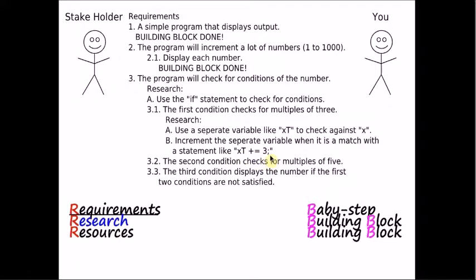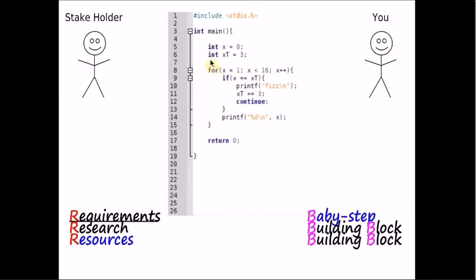So let's try that. So now I bring that resource into my code, and I do my conditional statement here, if x equals xT, only this time I'm going to printf fizz instead of the number, and I want it to be on a new line, and then I have to increment that xT variable by 3, so the next time I compare it, it'll be at the next increment of 3. But instead of just allowing the next line to print the number, I'm going to use the continue command and jump over that into the next iteration. So let's see how that works.